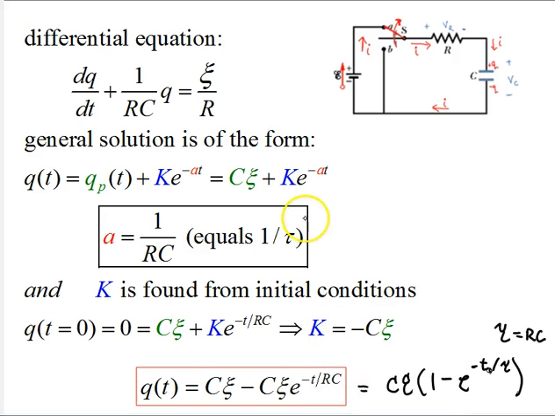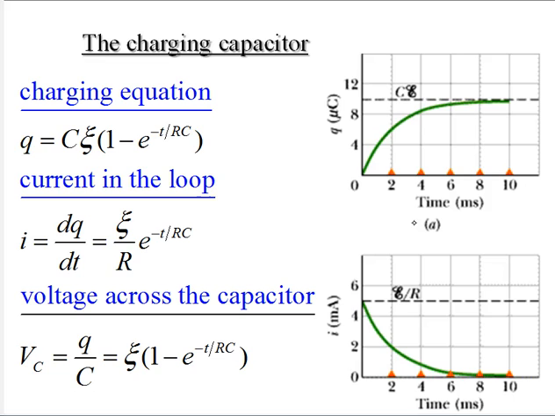We found it using our experience of the form of our natural response being some damped exponential, and using from experience the time constant. We found that tau for an RC circuit is equal to the equivalent resistance times the equivalent capacitance in the circuit. Let's look at our charging equation again.